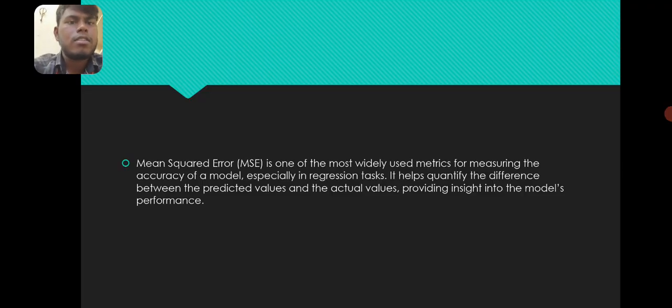Mean squared error is one of the most widely used metrics for measuring the accuracy of a model, especially in regression tasks. It helps quantify the differences between the predicted values and the actual values, providing insight into the model's performance.